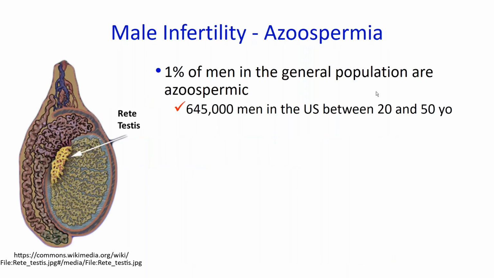But we know that spermatogenesis doesn't occur correctly all the time. 10 to 15% of couples in the United States are infertile, and a full 1% of men in the general population are azoospermic, which means they are not producing any sperm in their ejaculate. And in the United States, that translates to 645,000 men between the ages of 20 and 50, which you might consider to be their prime reproductive years.